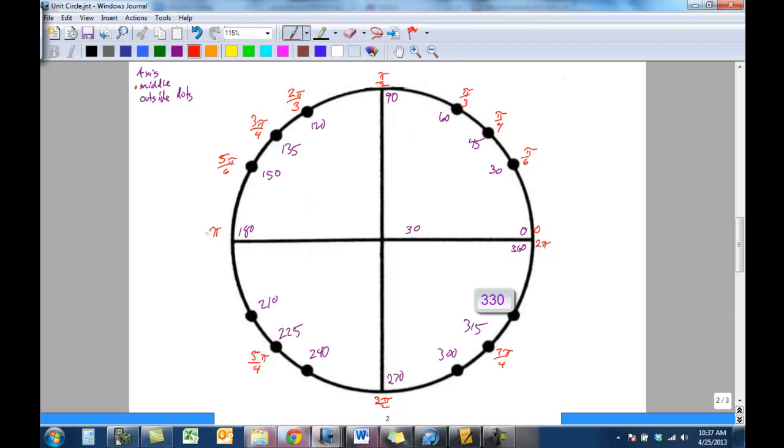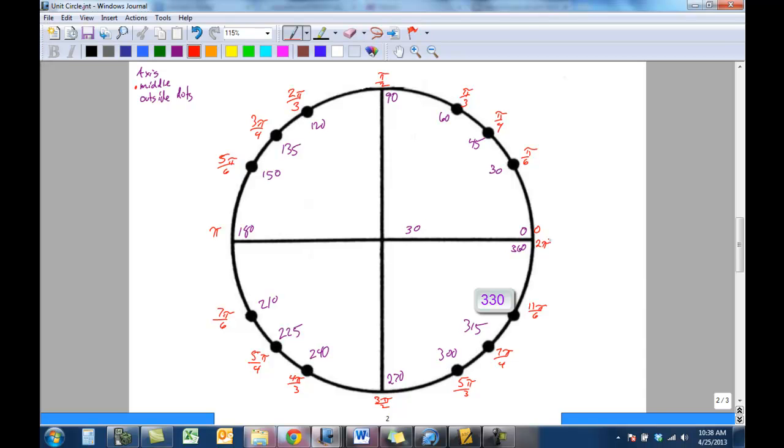All right, then keep going. 6 pi sixths. 7 pi sixths. 8 pi sixths reduces to 4 pi thirds. 9 pi sixths reduces. 10 pi sixths is 5 pi thirds. 11 pi sixths, 12 pi sixths. 12 sixths is 2. So there's our radians.